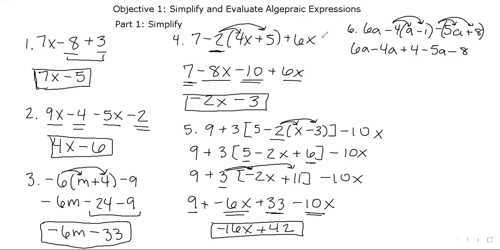Okay? Now that everything is laid out, we can combine our like terms. Okay? So everything that has an a, we're going to combine that. That's 6 minus 4 minus 5. That's going to be -3a. Then these constant terms, the 4 and the -8, when we combine those, we're going to get -4. Okay? So the correct answer to number 6 is -3a minus 4. Okay?